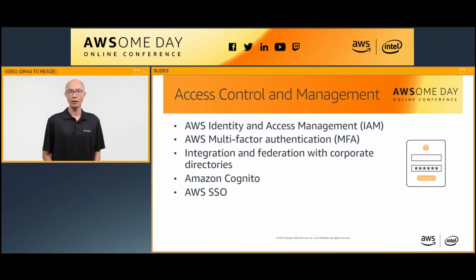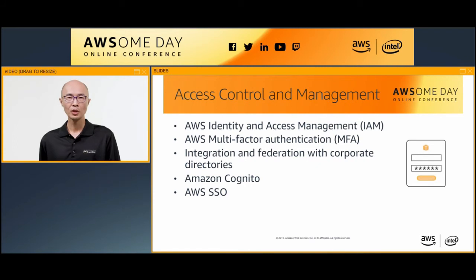Multi-factor authentication, MFA, adds extra security because it requires users to type a unique authentication code from an approved authentication device. With Federation, you can use single sign-on, SSO, to access your AWS accounts using credentials from your corporate directory. Amazon Cognito lets you easily add user sign-up and authentication to your mobile and web apps. It enables authentication of users through an external identity provider and provides temporary secure credentials to access your app's backend resources.